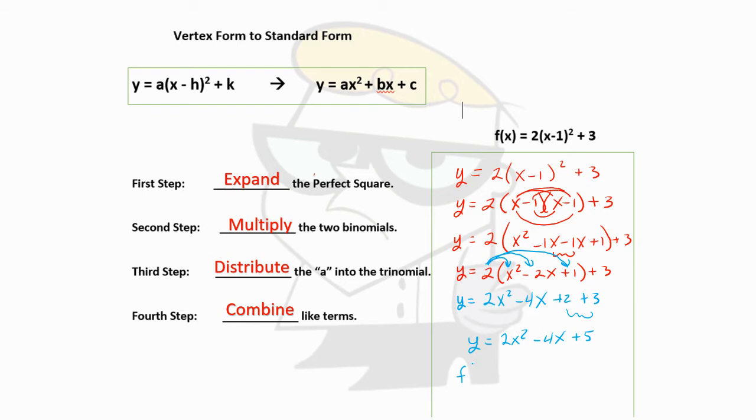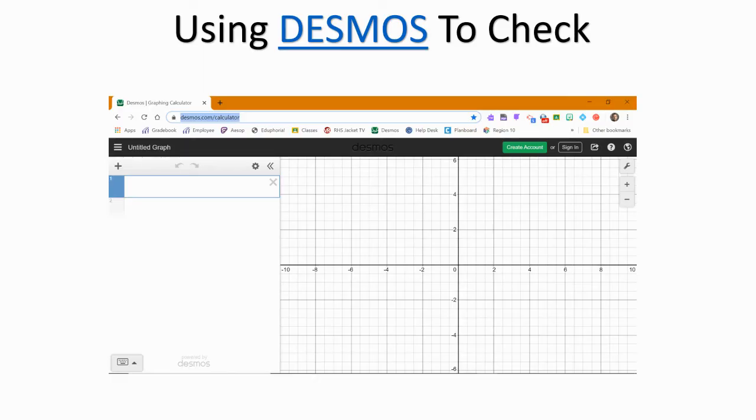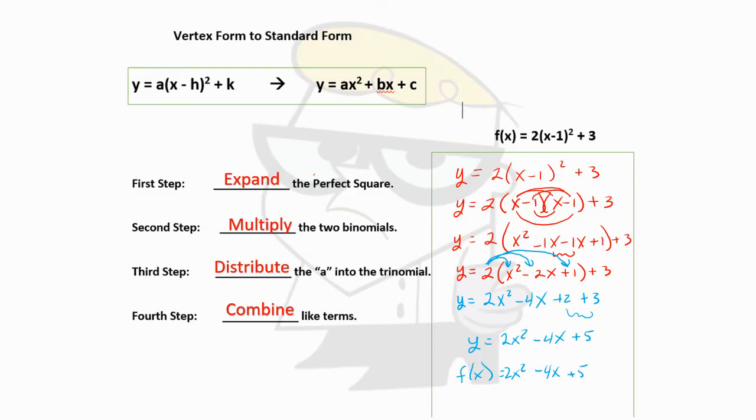And if you need to, you could put this in function notation, and it's going to be the same thing, right? It just has f of x out front. Okay, so that's just kind of a little cheat sheet to help you remember what to do and when to do it. All right, now you can always use Desmos to check to make sure, and I'm going to show you how to do that.